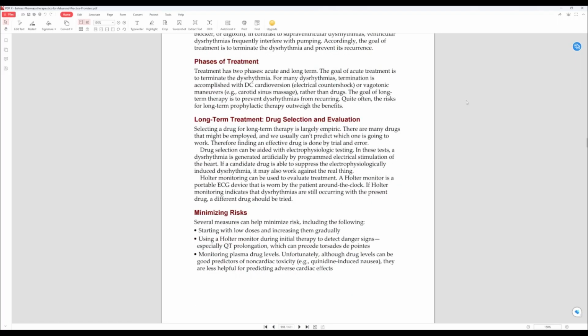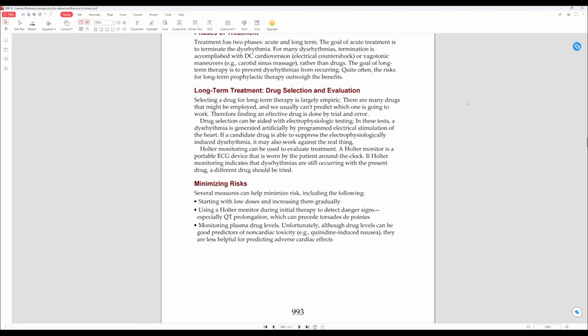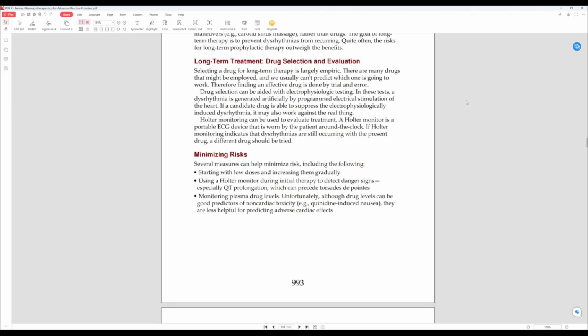Phases of treatment. Treatment has two phases, acute and long-term. The goal of acute treatment is to terminate the dysrhythmia. For many dysrhythmias, termination is accomplished by discontinuing a causative drug, or with DC cardioversion or vagotonic maneuvers rather than drugs. The goal of long-term therapy is to prevent dysrhythmias from recurring. Quite often, the risks of long-term or prophylactic therapy outweigh the benefit.